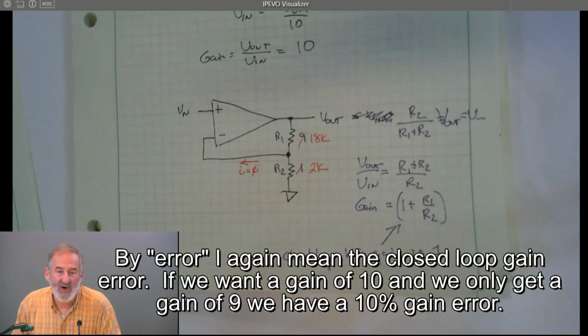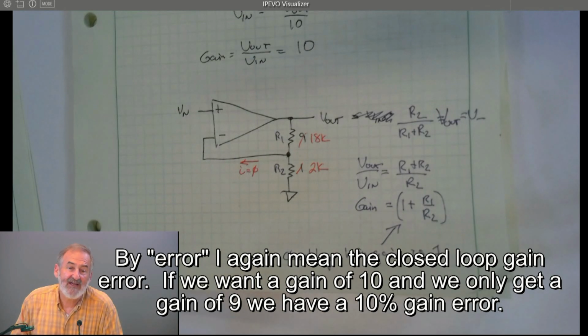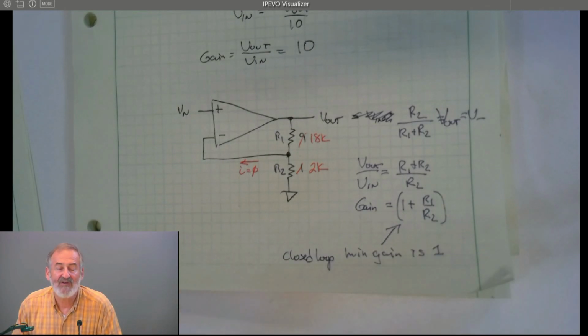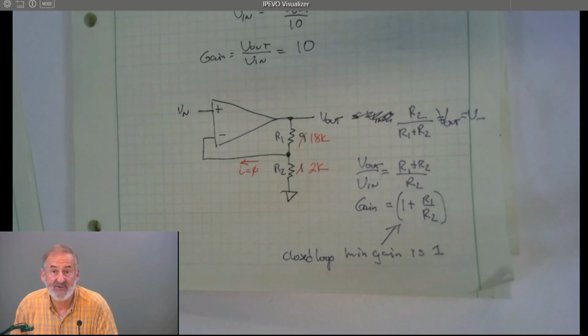So if we want a gain of 200 and our open loop gain is 300, we're not going to have a lot of open loop gain left over to make the error small. And we won't get a very accurate gain of 200. On the other hand, if the open loop gain is 200,000, we don't have to worry as much.